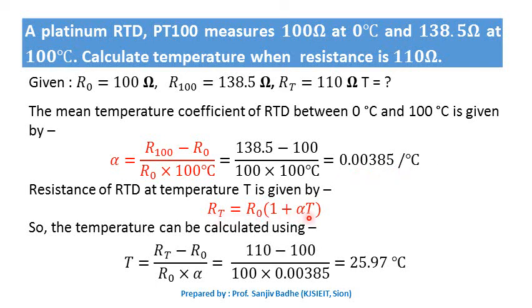Now we will get the relation for T from this. So T can be written as RT minus R0 upon R0 into alpha, and when we put the values for RT, R0 and alpha, we can calculate temperature T as 25.97 degree Celsius. So this is how we can find out the temperature for a given value of resistance, or if the temperature is given, we can find out the resistance as well.